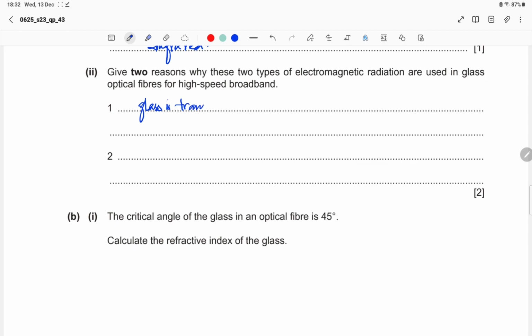Glass is transparent to visible light and can carry light at a faster rate. Can carry high rate of data.